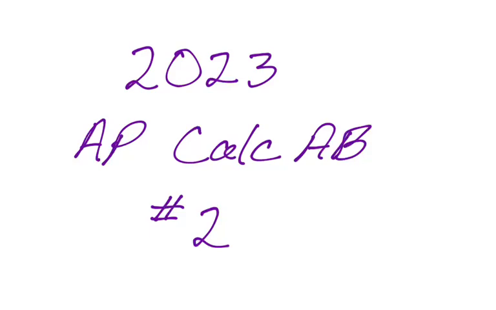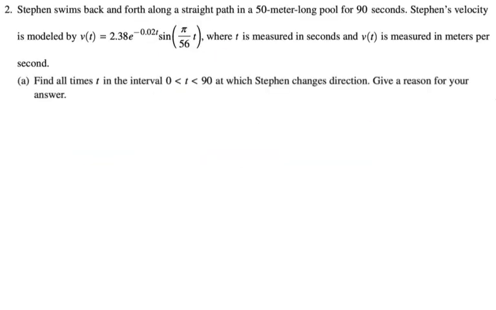Okay, this is going to be question number 2 from the 2023 Calc AB exam, and it's kind of a working with velocity problem. Steven swims back and forth along a straight path in a 50-meter long pool for 90 seconds. Steven's velocity is modeled by v of t equals 2.38 e to the negative 0.02 t sine of pi over 56 t. If you don't have a calculator that does pretty print, that's going to be pretty tough to enter in, so be careful with it. Here t is measured in seconds and v of t is measured in meters per second.